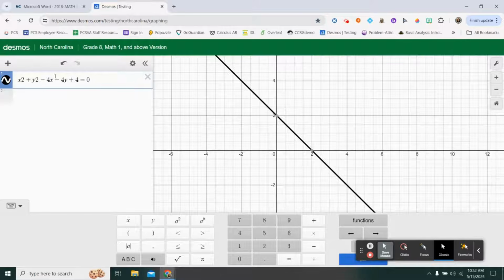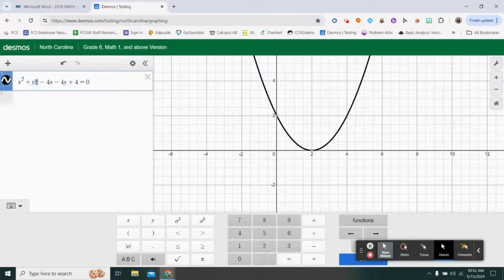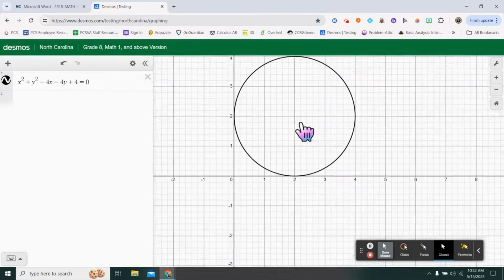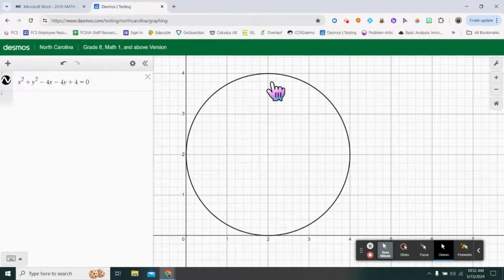And I am going to make sure these are squared because if the circle doesn't show up, you know you typed it in wrong. And then I'm going to look at it and try to figure out what my center is. All right, so I'm looking at this. It goes from 2 to 4, 2 to 4. I think 2, 2 would be a good center.